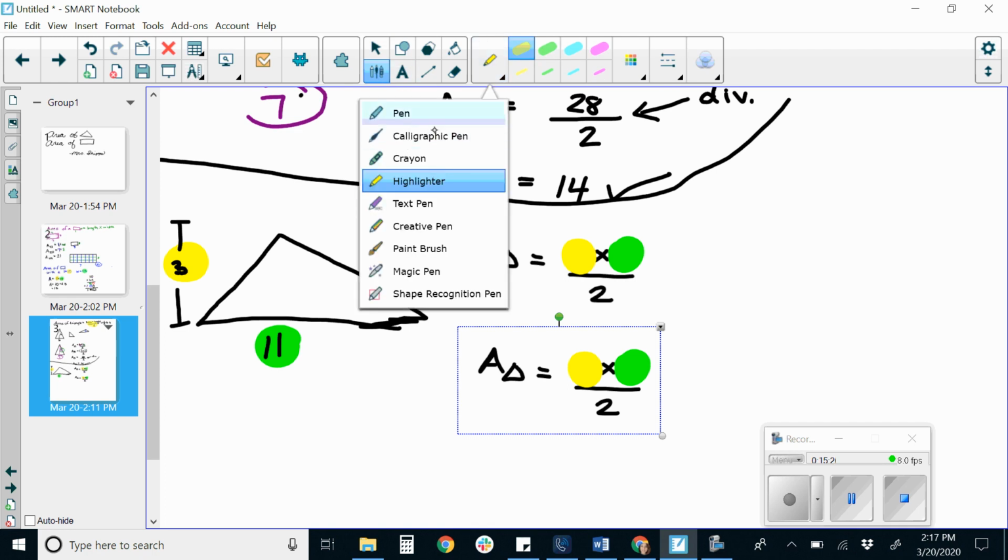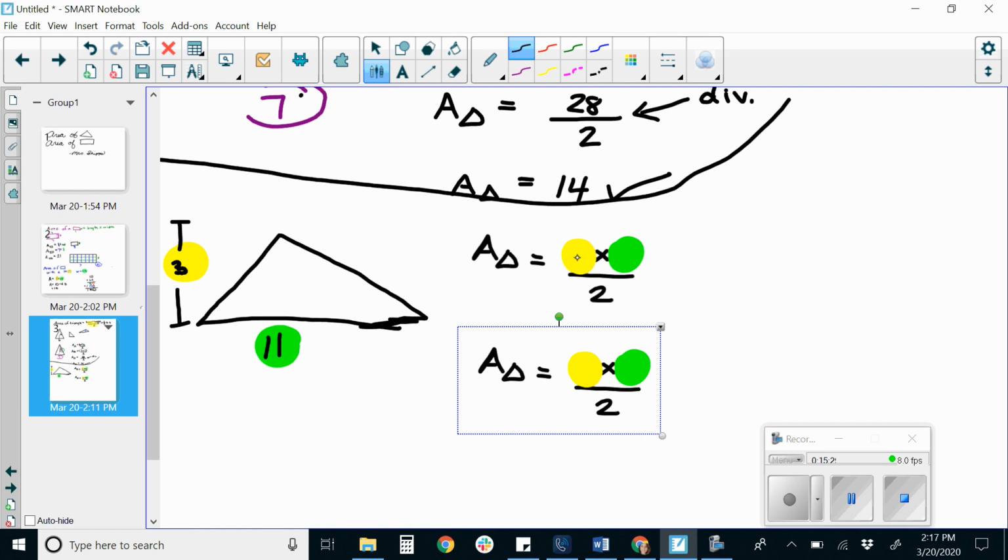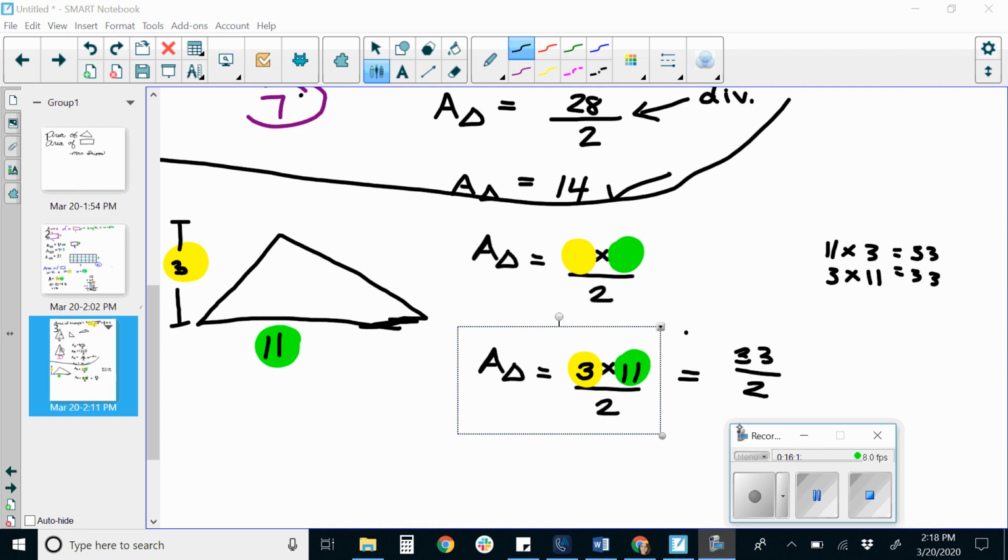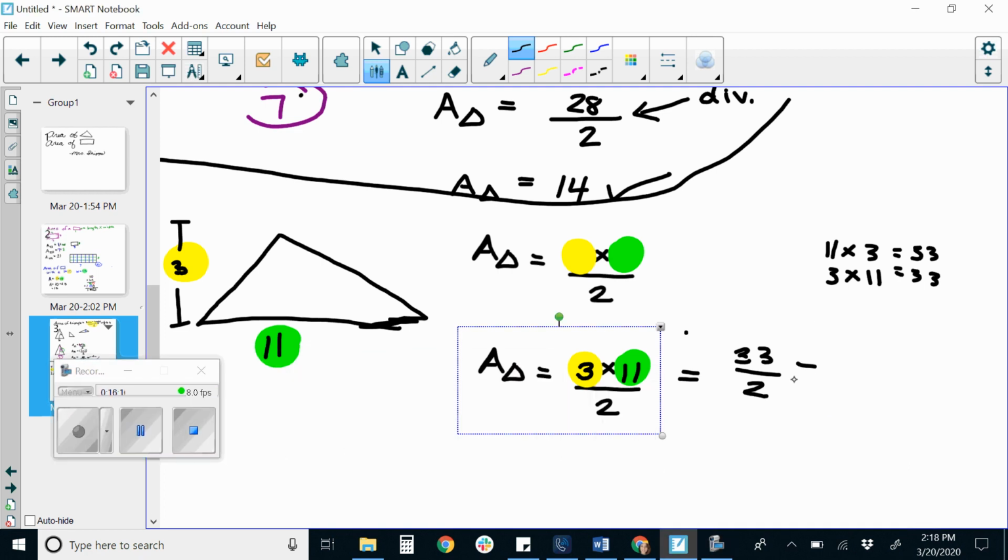We said it's base times height, so I think it got mixed up. Either way, base is 11. Okay. Base is 11. Height is 3. And I wrote these backwards, but 11 times 3 and 3 times 11 can be written either way because they're both going to give you 33. So I just wanted you to recognize that. Equals 33 divided by 2. Just because it doesn't go in evenly doesn't mean you did something wrong.